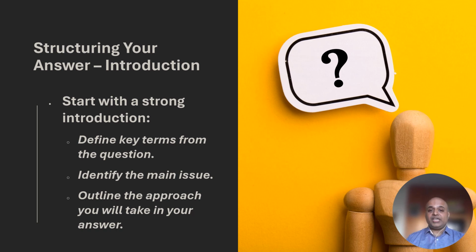Is it declining sales, expansion plans, financial difficulties? State the core issue clearly. Example, company X is experiencing stagnating revenue growth and must decide between market expansion and product diversification to sustain its competitive advantage. Step 3. Outline your approach.